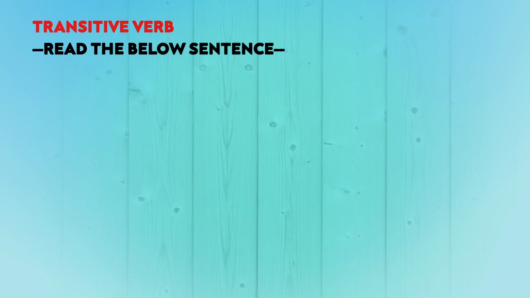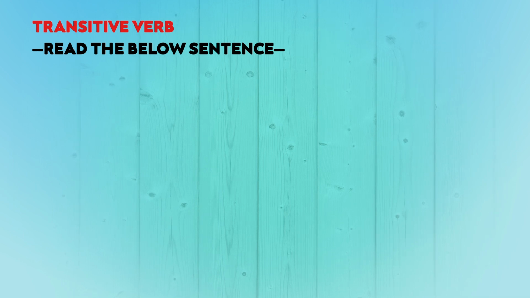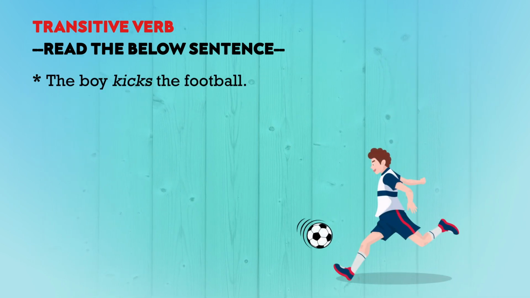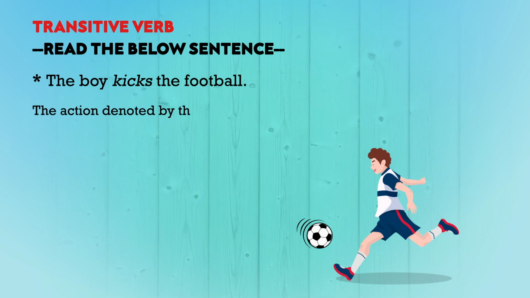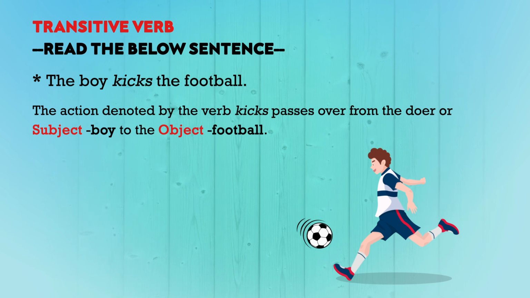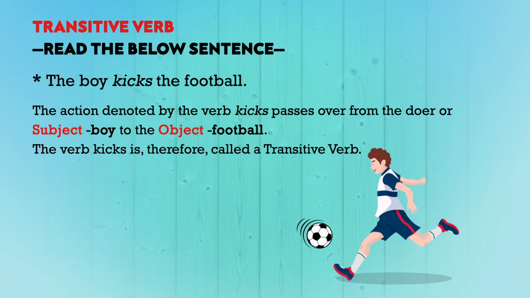So students, let us have a look into some transitive and intransitive verbs. So examples of transitive verb. The boy kicks the ball. Here the verb kicks passes over to the object ball. So it is transitive.